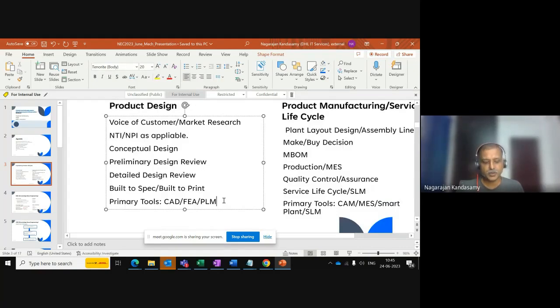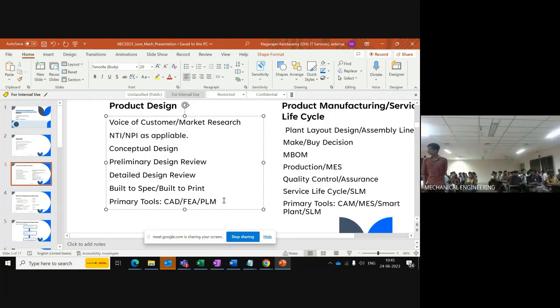STAAD is mainly used in the civil and primarily in the structural industry, for structural analysis. If you're a mechanical engineer or civil engineer, probably ANSYS and STAAD would be a good start. But there are several other tools. Okay, thank you.